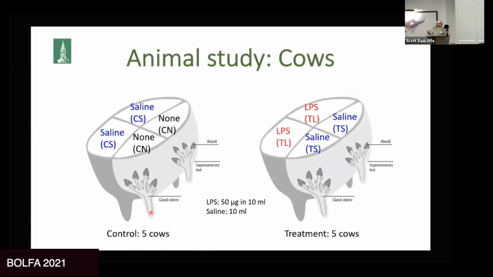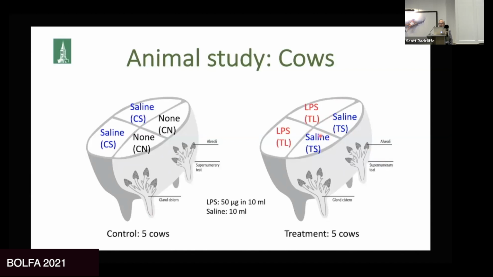But next, I cannot just talk about the mouse study. We did the cow study here. So the cow study is a little bit different. We combined both a local and systemic study, just like we did in the mouse. However, we paired 10 cows into 5 groups, treatment group and control group. So we have to know the design very clearly, so then we are not confused later.